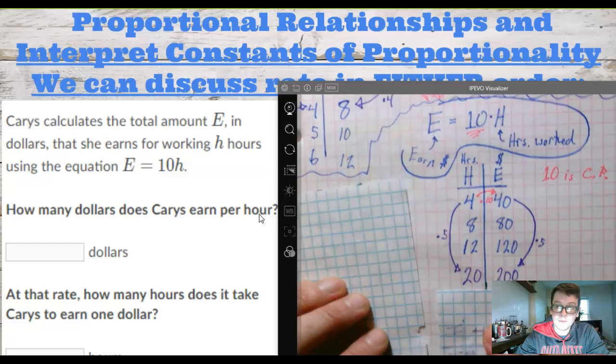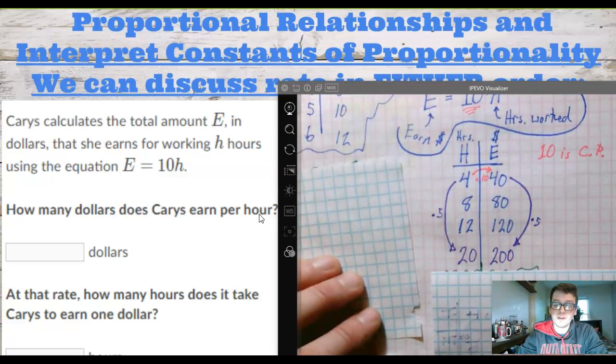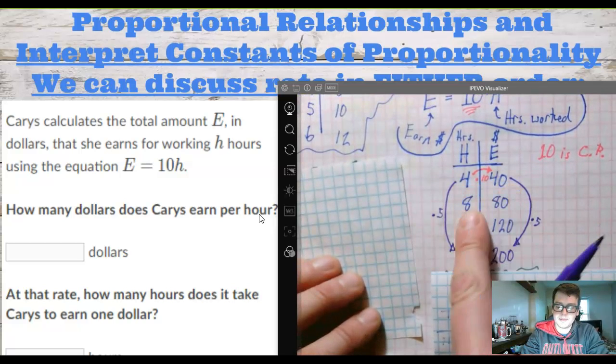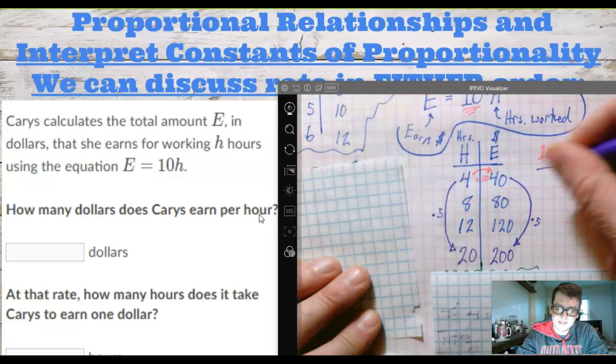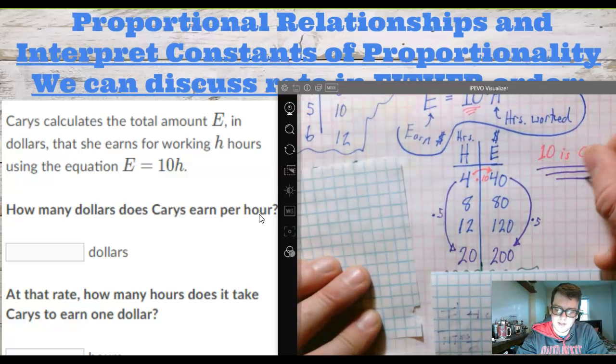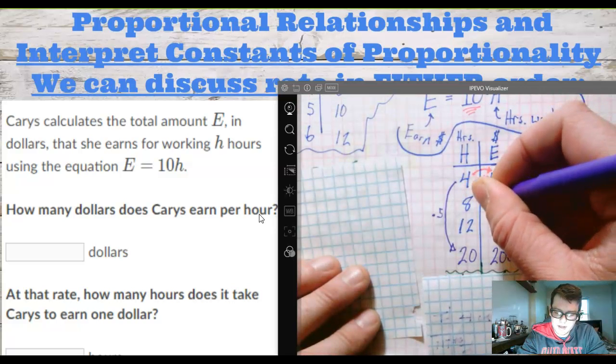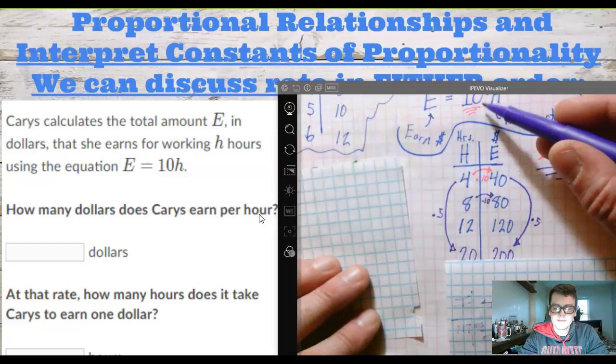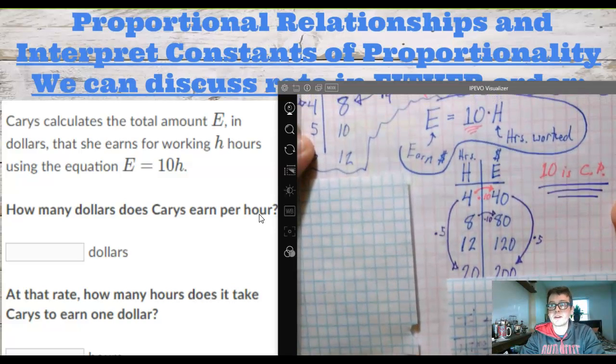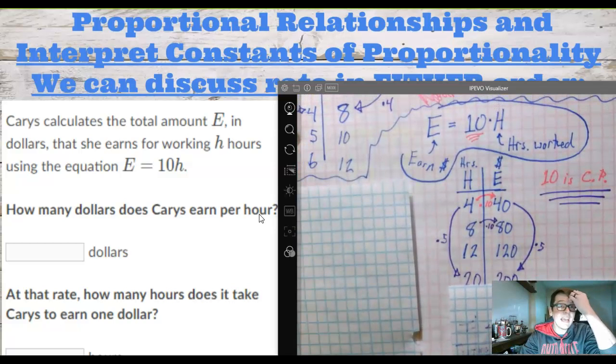But then they ask us a weird question. So you can copy down this table. All of these are just times 10. So what this tells us is 10 is our constant of proportionality, right? Because this is times 10. It's always times 10. 10 is our constant of proportionality. But then they ask us this weird question.